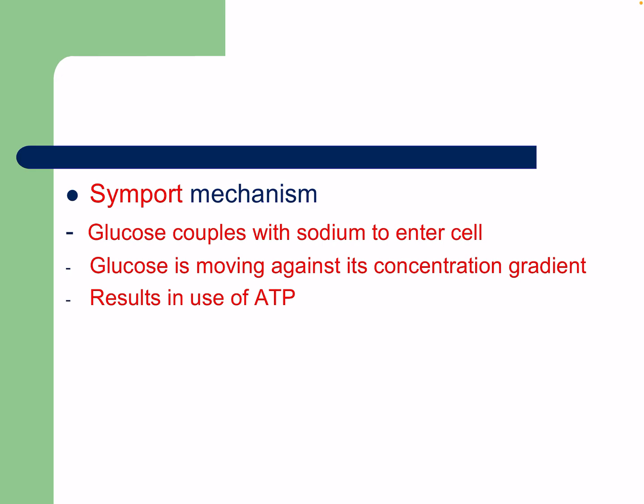In the symport mechanism, glucose couples with sodium to enter the cell. Glucose is moving against its concentration gradient, and it results in the use of ATP.